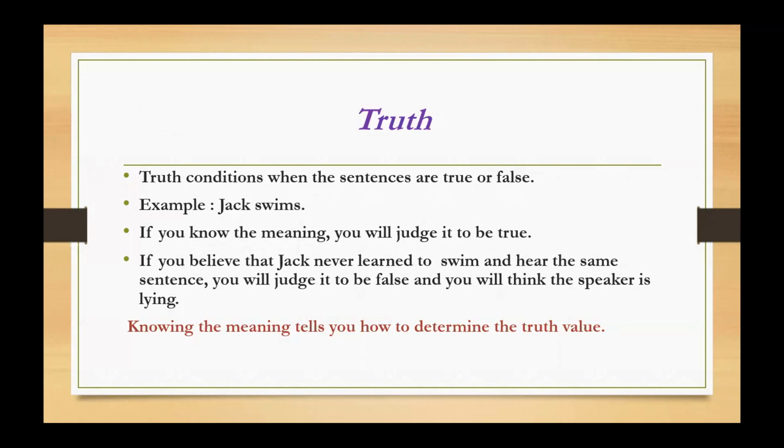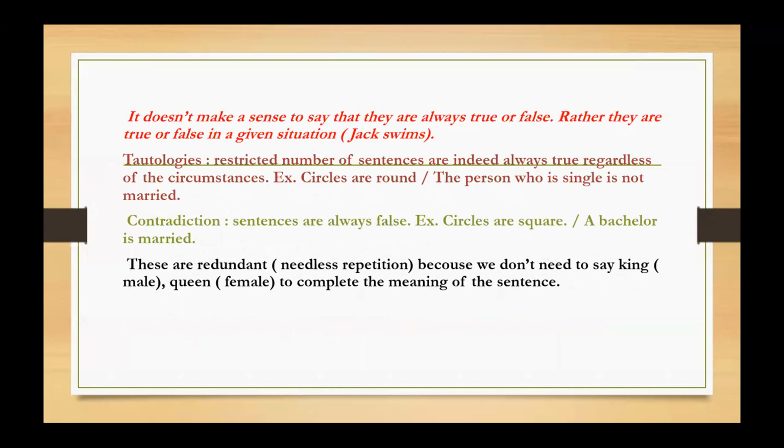Yes, Ahlam, go ahead. So knowing the meaning tells you how to determine the truth value. It doesn't make sense to say that they are always true or false sentences. Rather, they are true or false in a given situation, like Jack swims. There are two types of sentences, which are tautologies. A restricted number of sentences are indeed always true, regardless of the circumstances.